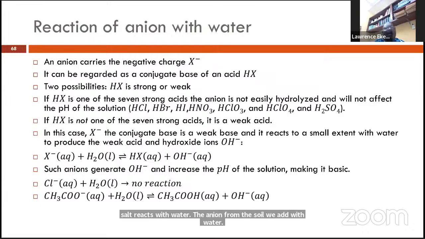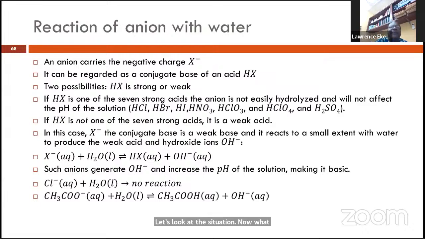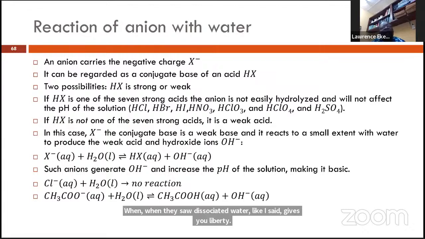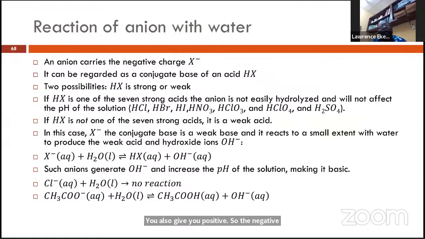Now, what happens here is that you have a conjugate base of the acid. An anion carries a negative charge. When a salt dissociates in water, it gives you negative ions and positive ions. The negative ion carries negative charge, and we regard that as the conjugate base of the acid. So there are two possibilities here.